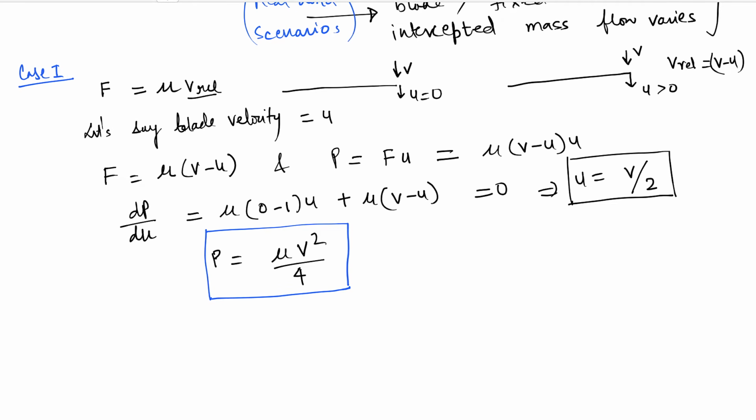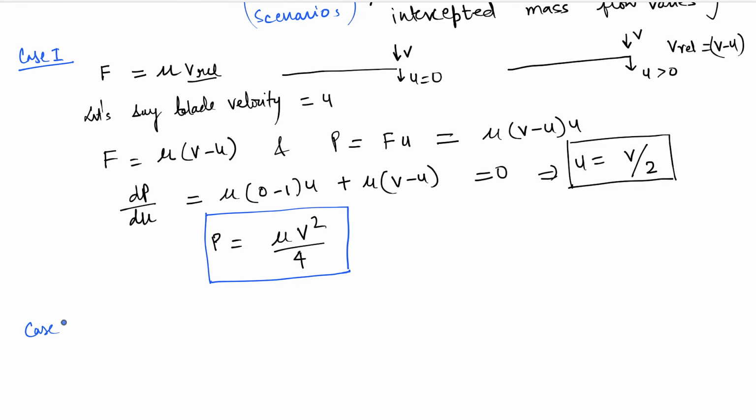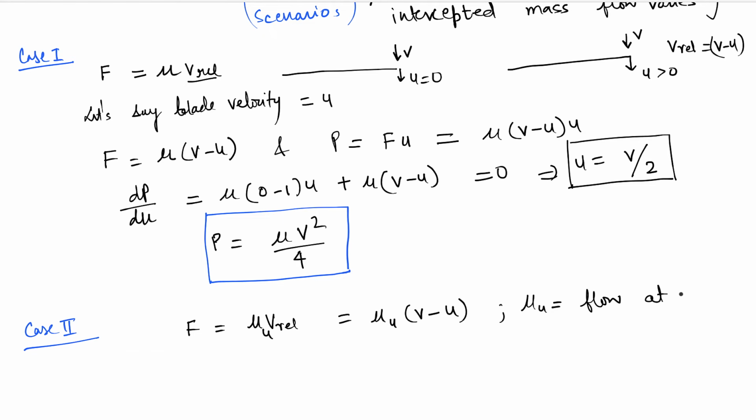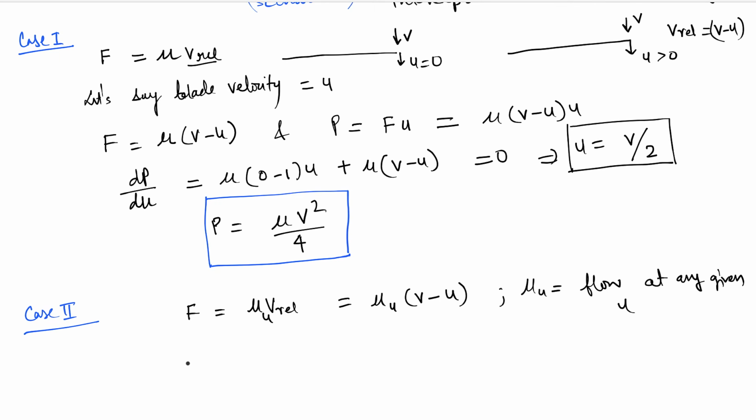So which means that for case 2, okay, we again start with the same F equal to mu v relative, and this is mu. Let's say instead of mu, we call it mu u. Okay, I'll tell you why. This is v minus u. And mu u is the flow at any given u. Okay, and we don't know that. So we'll have to consider mu u.